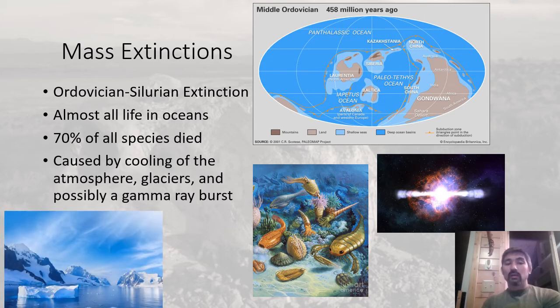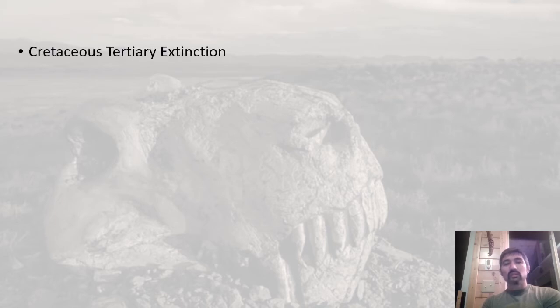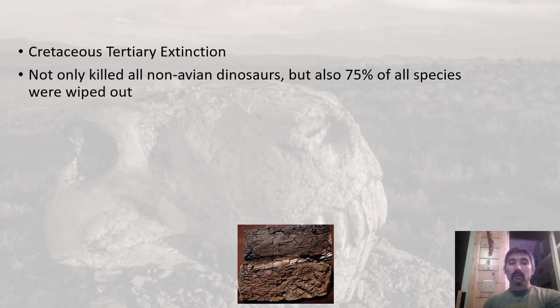So let's go on and talk about our next extinction event, which is the most recent extinction event and the most well understood extinction event. And this is the Cretaceous Tertiary extinction, or the KT extinction. And so not only did this wipe out all non-avian dinosaurs, but 75% of all species were wiped out, which is an even larger number than the Ordovician-Silurian extinction. So a tremendous number of animals were wiped out.